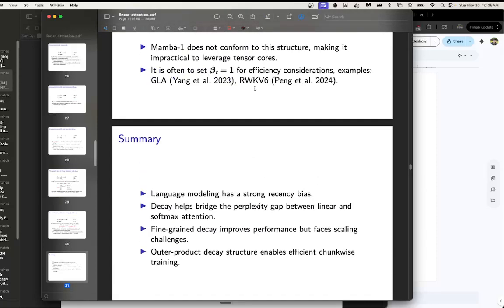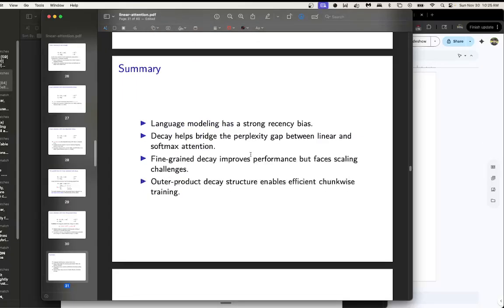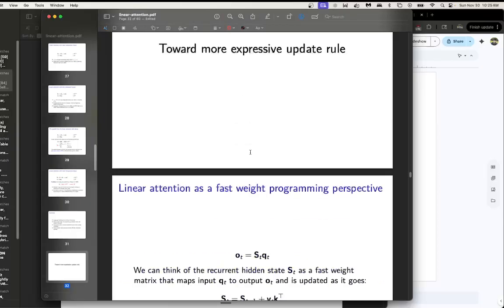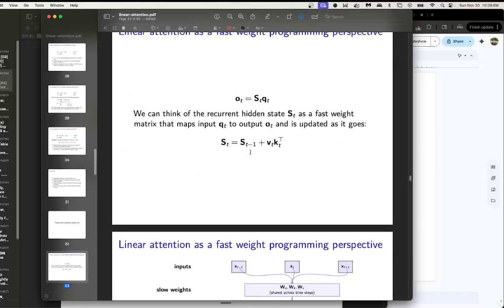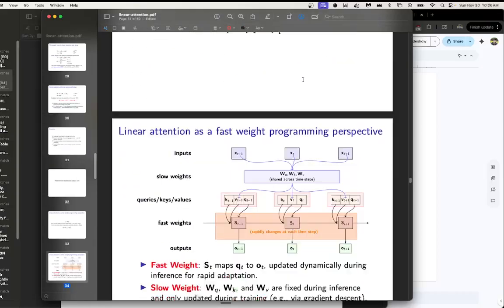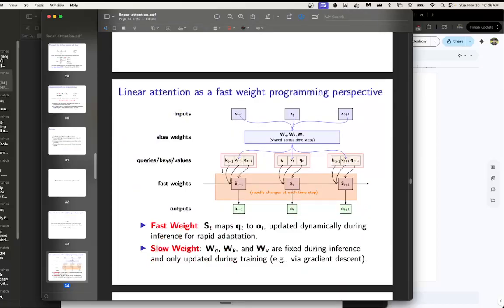As you notice, none of these have really taken over the world yet, so there clearly is something still missing. More expressive update rules, basically. So this is kind of interesting. They set the stage for this by talking about the fast weight programming perspective, which I thought was a cool way to look at this.